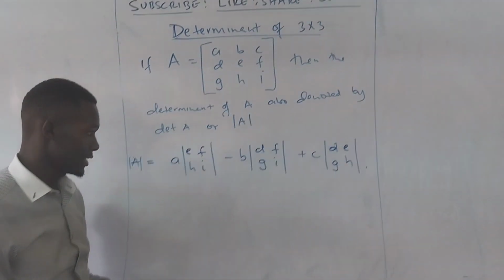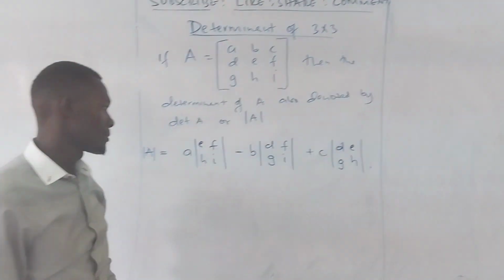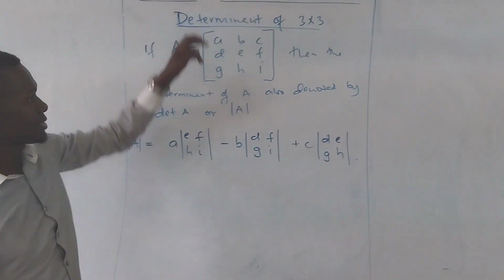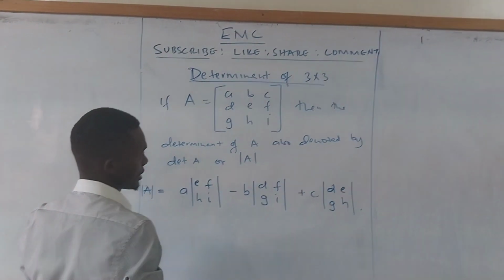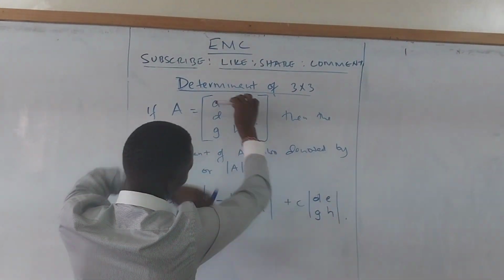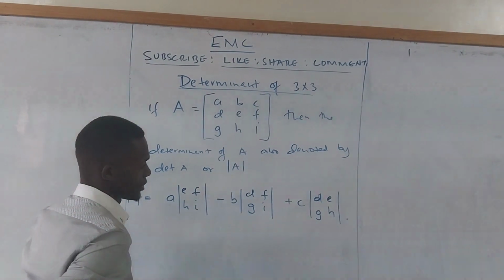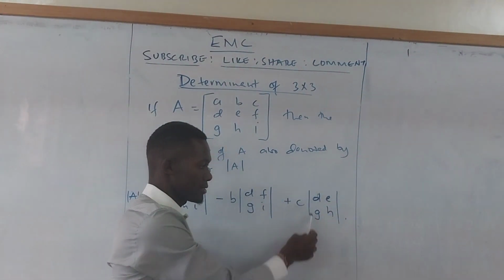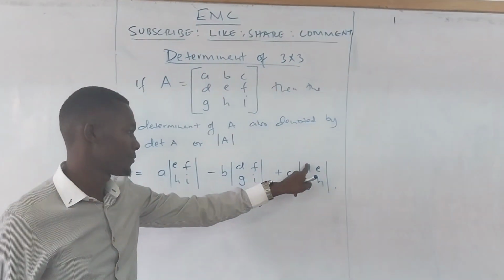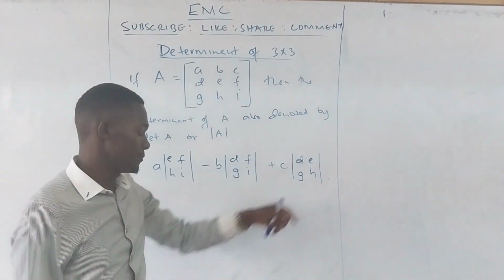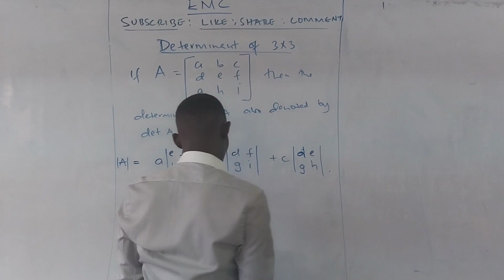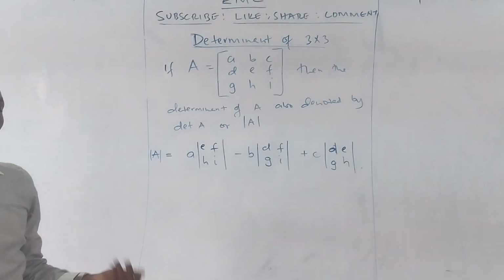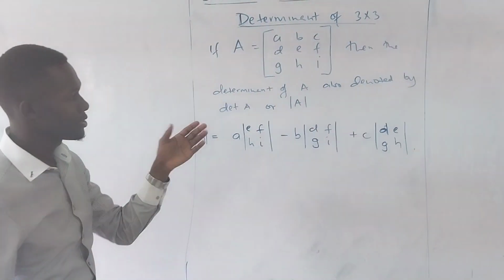So the determinant of A, given a 3 by 3 matrix: you take the first element, then close its row and column, get that. Then again, close this and this, get this and that. Then plus c times the determinant of d, e, g, and h. So that is the general formula of getting the determinant. Now remember, the determinant can be gotten from any row.